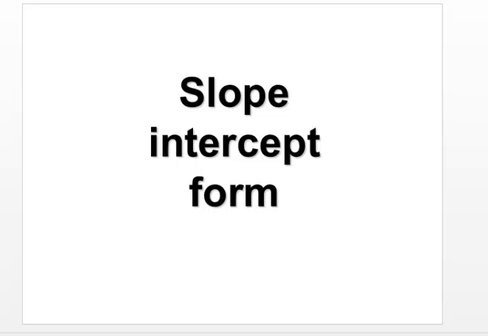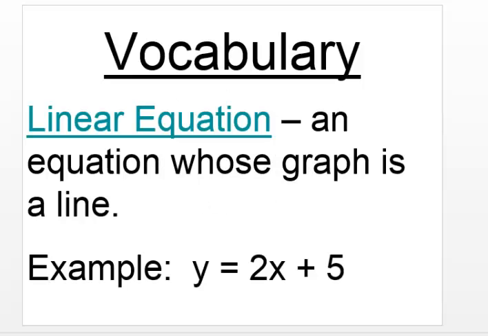Alright, today we're going to learn about slope-intercept form. The first vocab word of the day is linear equation. Notice how the word linear has the word line in it, so it means it makes a straight line. This is what a typical linear equation will look like for us here in this section.